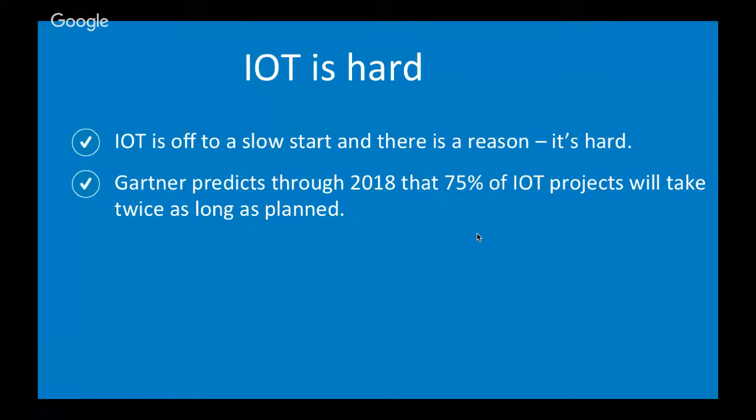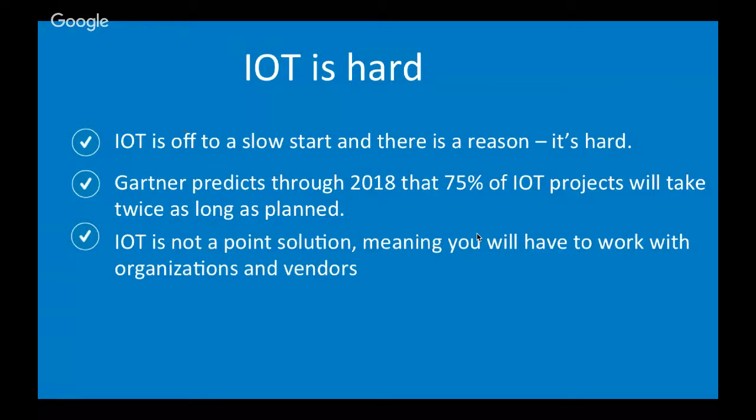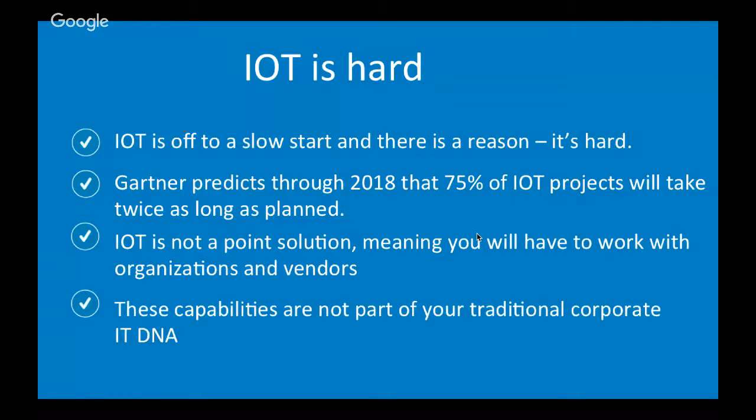And why is that? Because IoT is not a point solution, meaning you will have to work with different organizations and vendors. You may have software capability, but you may not have a firmware capability. You may have firmware capability, but not the hardware that is needed. So these capabilities are generally not part of a traditional corporate IT DNA. There are very few solution providers which can bring all of this under one roof, and that's the reason it's hard. Therefore you need to partner with different organizations or vendors for your specific needs.